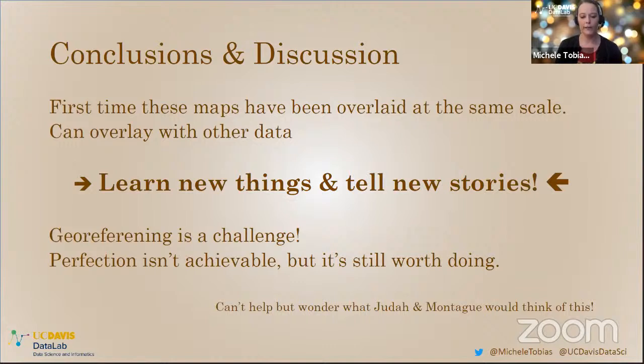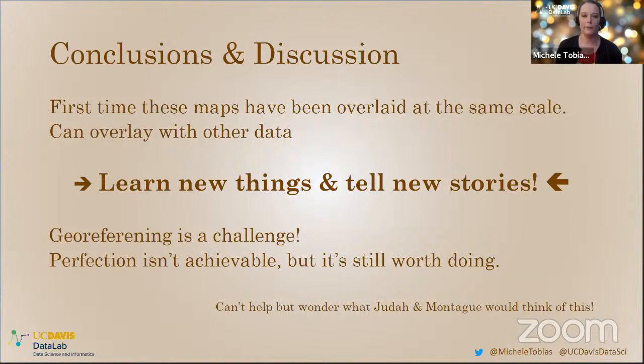One of the other powerful things is that we're overlaying this with other data. So we're overlaying it with the modern USGS topo maps and with contour lines, and we can start to understand better what's going on in these maps by using some of these other data sets that are centuries apart at this point. So the really important thing is that we're able to learn new things and tell new stories by going through this process.